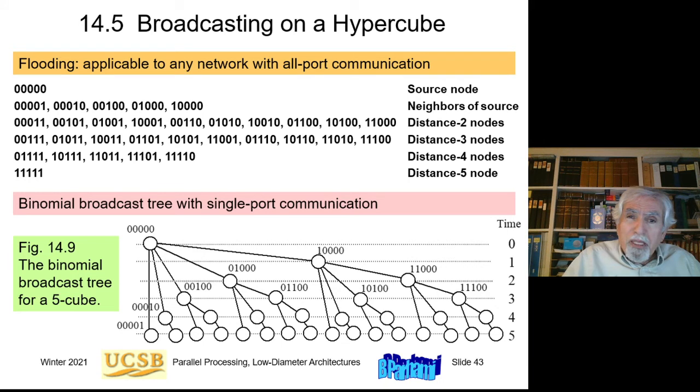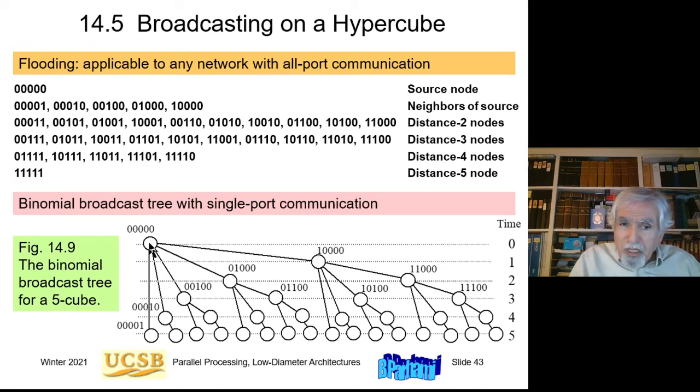So it would be nice if we remove this all port communication requirement and also remove the duplications from this flooding algorithm. And we can fortunately do that while keeping the minimum Q-step communication time through what is known as binomial broadcast tree, which requires only single port communication. So this diagram shows the communication scheme. Node 0000 initially holds a value. It sends that value to just one of its neighbors, which is 10000. This is basically the neighbor of this node in the other subcube, whose node labels start with 1.